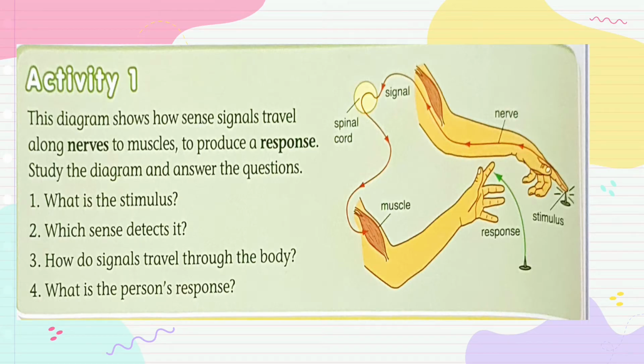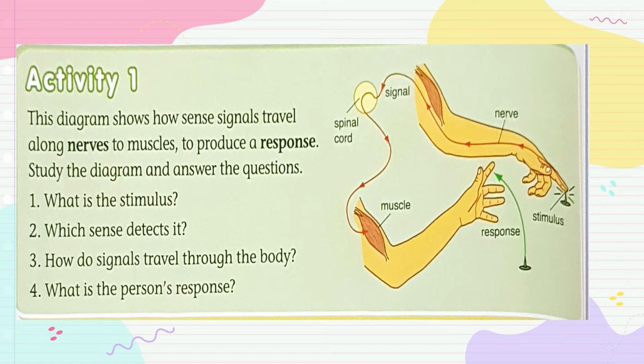Now we will do activity 1 from your Pupils book. So all of you, please take your Pupils book and open it. It's page 24. So please open page 24. You have a diagram here. It shows how sense signals travel along the nerves to the muscles to produce a response. You can see a person is touching something, like a pin, and then it goes along, and then it comes back to the muscle to pull your hand away, and pulling your hand away is the response.